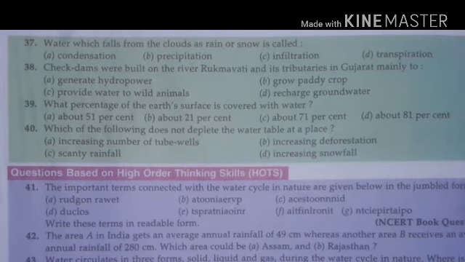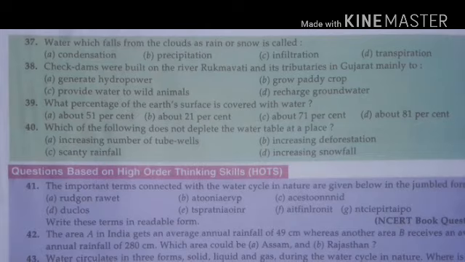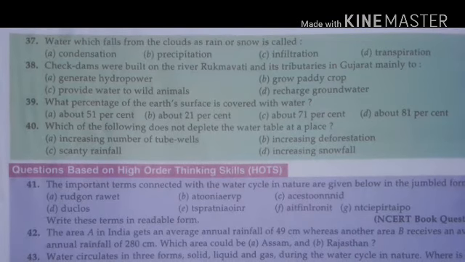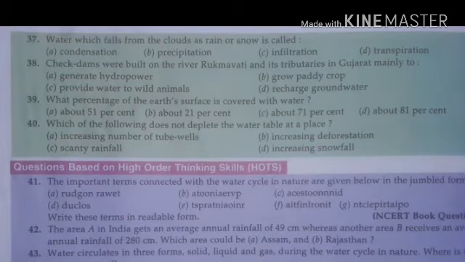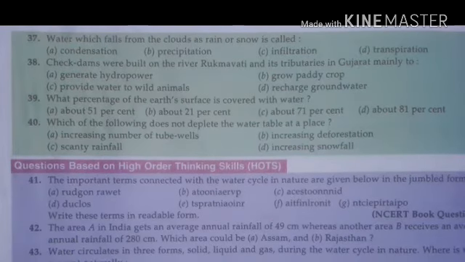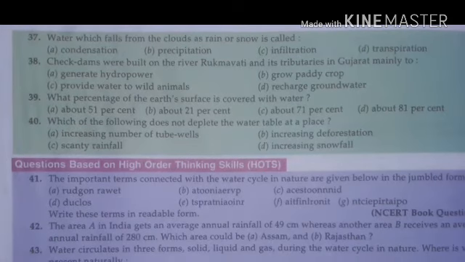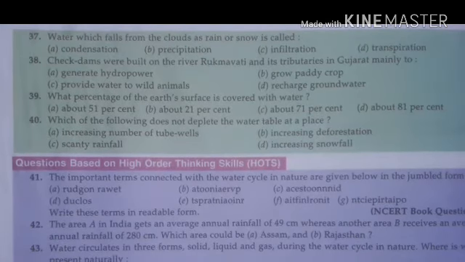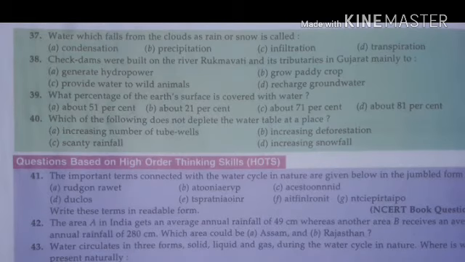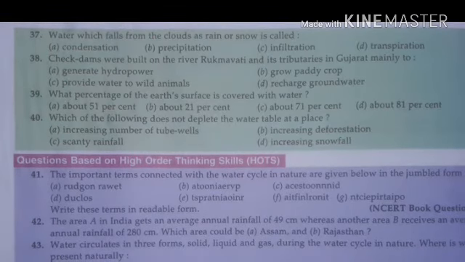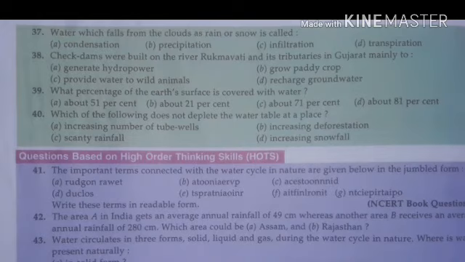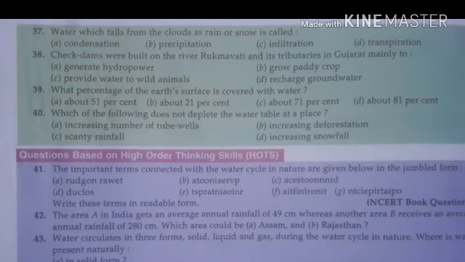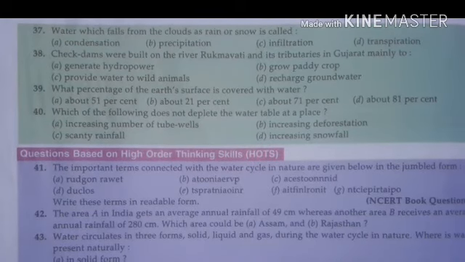Check dams built on Rukmavati and its tributaries in Gujarat are for what? To recharge the groundwater. Next, what percent of the earth is covered by water? 71%. Next one, which of the following does not deplete the water table at a place? Increase in number of tube wells will decrease it, increase in deforestation will decrease it, scanty rainfall will decrease it, whereas increasing snowfall does not. So snowfall doesn't affect groundwater depletion, right?